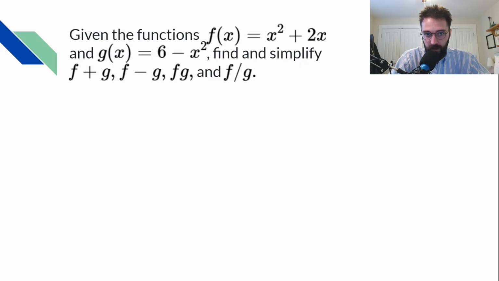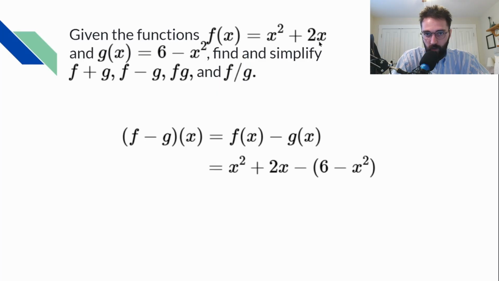All right? Next, let's take a look at f minus g. f minus g of x is equal to f of x minus g of x. So we're going to take x squared plus 2x and then subtract this entire thing, so we'll use parentheses. We'll subtract g of x, which is 6 minus x squared.